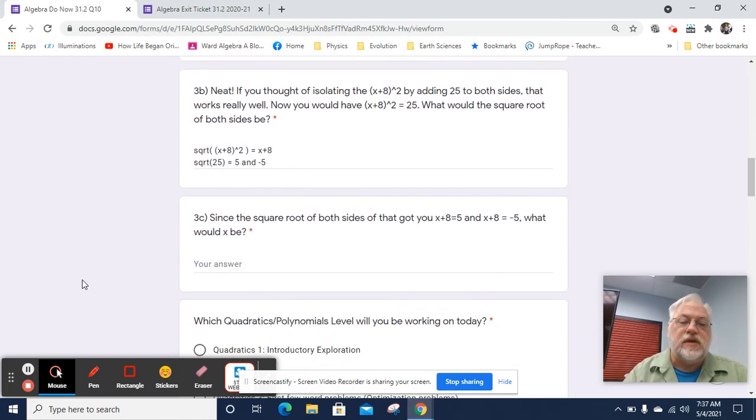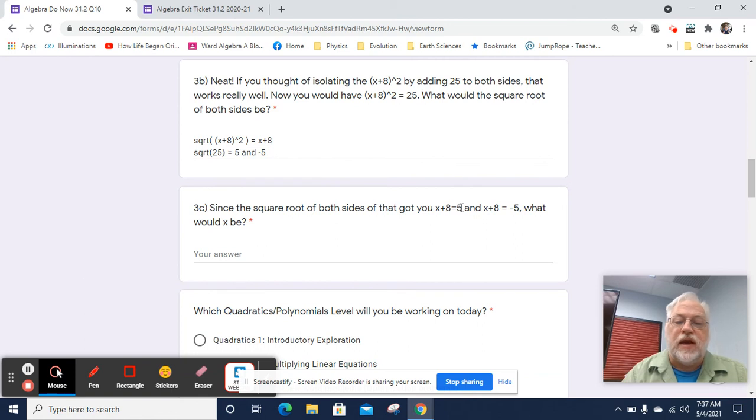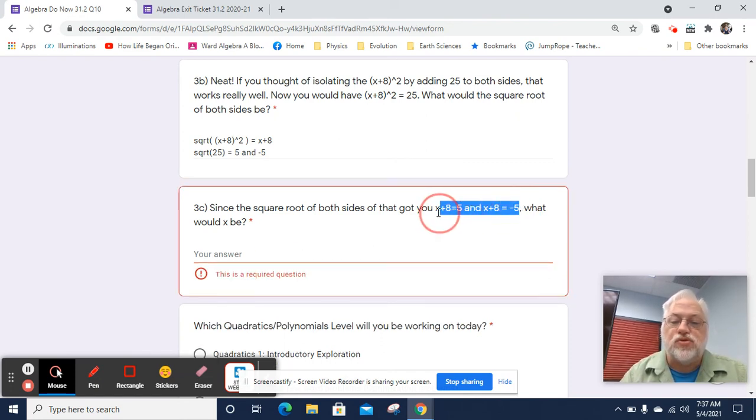Okay, so since you got the square root of both sides, you've got x plus 8 equals 5 and x plus 8 equals negative 5. Let's figure out what x is going to be. I'll just copy paste these.